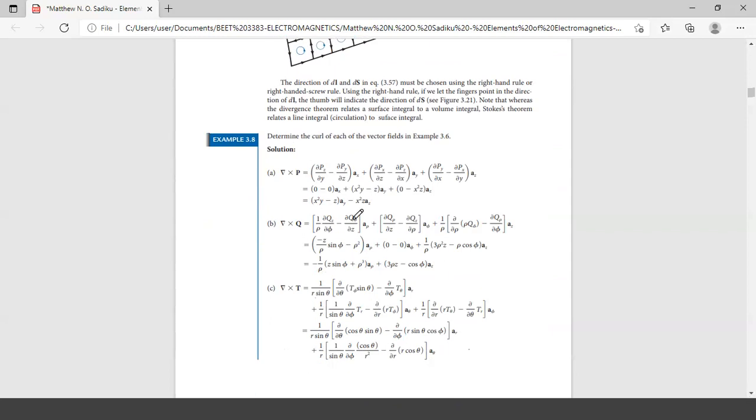So from example 3.6, you can change to the curl method, and then you do the method del cross P, del cross Q, del cross T. So using the equation here or in the appendix, you can find the solution. So you find first, for example, del cross P is del over del y at vector P in the direction z, del over del z vector P in the direction y, and so on.